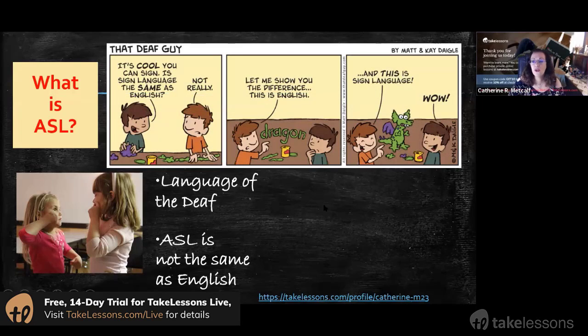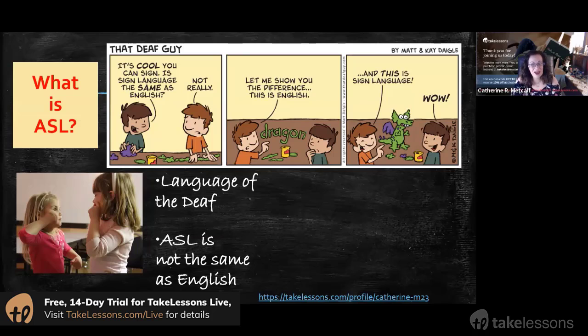All over the world, they sign it. Although American Sign Language is not used everywhere, each country has its own signed language. But people who know ASL sign it no matter where they live. And here's a cute little cartoon that I found, and it shows how ASL and English are different.